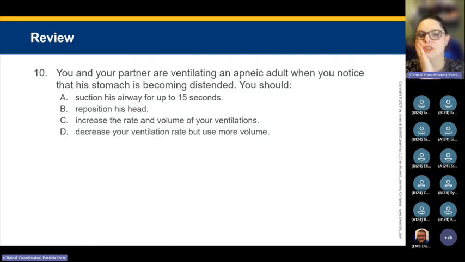Number 10, you and your partner are ventilating an apneic adult when you notice that his stomach is becoming distended. You should A, suction his airway up to 15 seconds, B, reposition the head, C, increase the rate or volume of your ventilations, or D, decrease your ventilation rate, but use more volume. Okay. B, actually, I have a couple D's. That's okay. I see y'all. Y'all ready to find out?